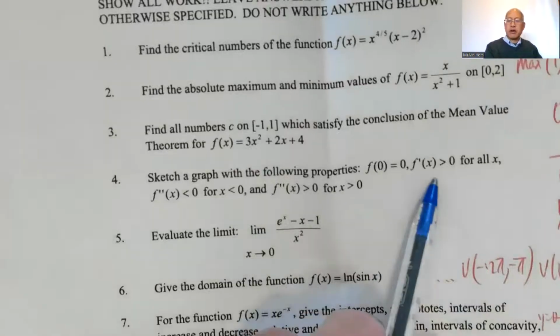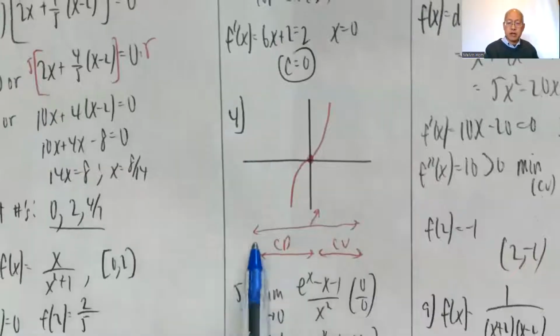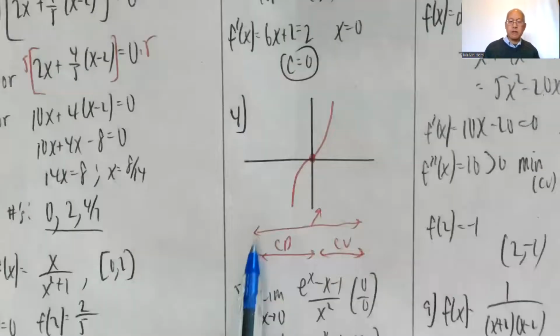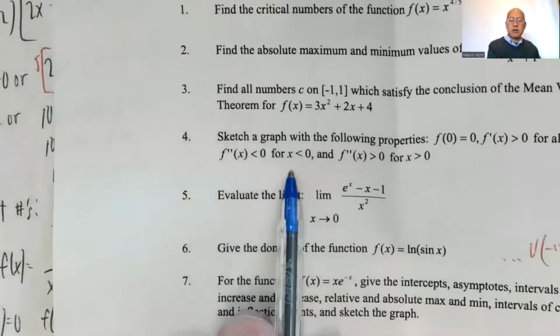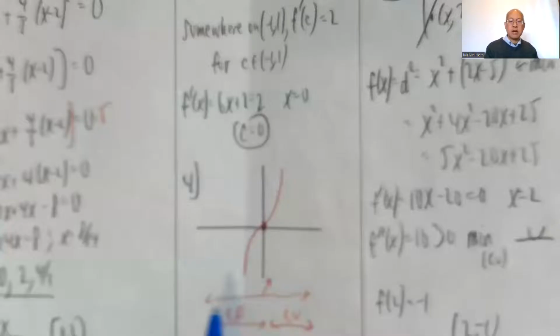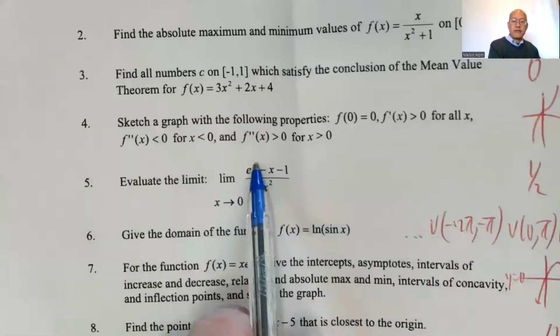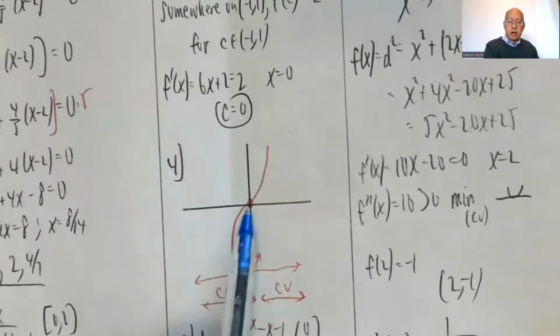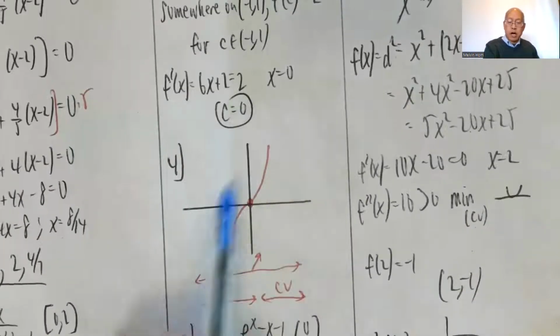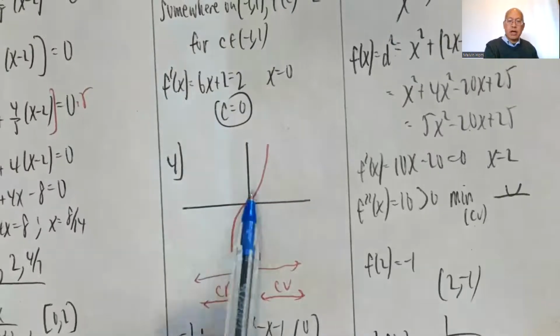Number 4, okay, so f of 0 is 0. That's the origin. F prime is greater than 0 for all x. That tells me the function is always increasing. It's always going up. Okay. And then f double prime is less than 0, means concave down for x less than 0. So CD here and CU here, f double prime greater than 0 for x is greater than 0. So concave up. So it goes through the origin, always increasing, always going up. First concave down and then concave up.